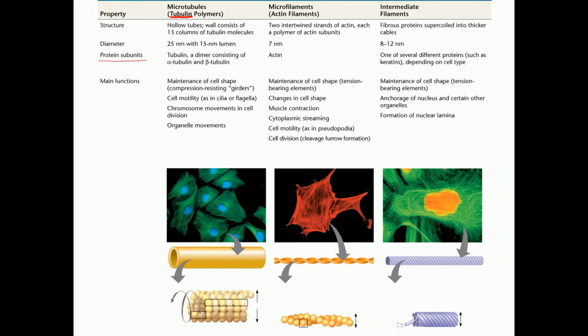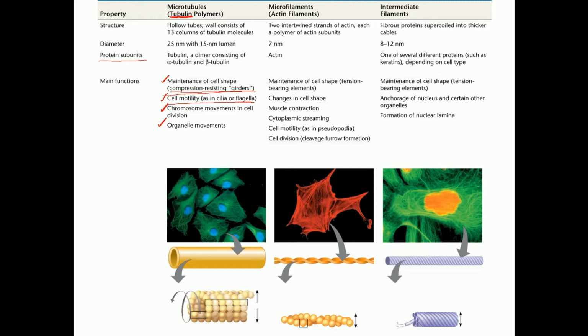And it talks about the main function, compressional support, cell motility, as in cilia or flagella. I'll talk about cilia and flagella in a second, but you can see that microtubules are involved there as well. Chromosome movement and cell division. Again, we'll get to cell division in a second, but I already told you that they help separate chromosomes during cell division. And organelle movement. They help anchor the organelles in place, but if an organelle needs to move out of the way, like in cell division, they are going to be the structures that help out. So you can see here that microtubules, they're kind of a big deal. Of all of these filaments, I would want you to know about microtubules the most.